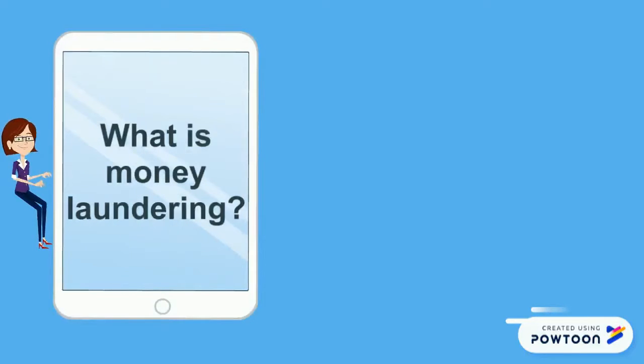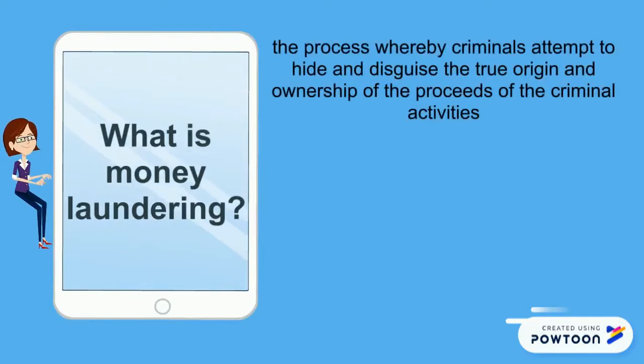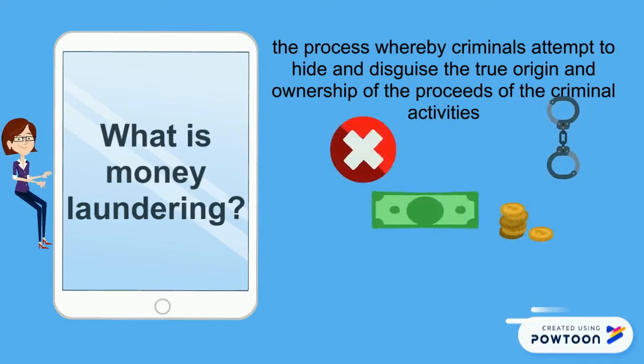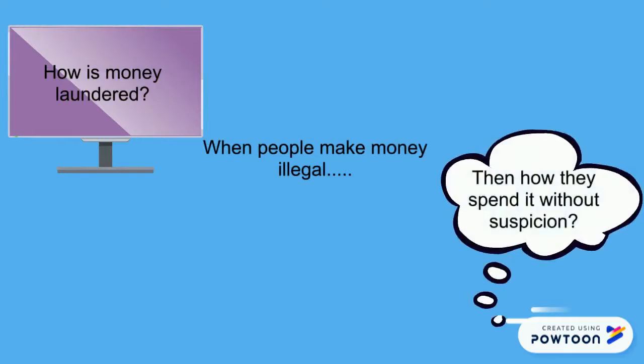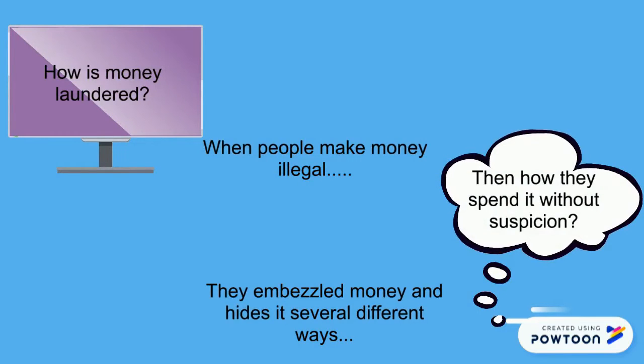What is money laundering? Money laundering is the process whereby criminals attempt to hide and disguise the true origin and ownership of the proceeds of the criminal's activities. How is money laundered? When people make money illegally, how do they spend it without suspicion? They amass money and hide it in several different ways.